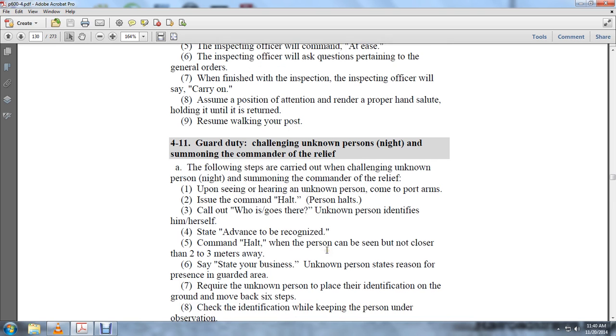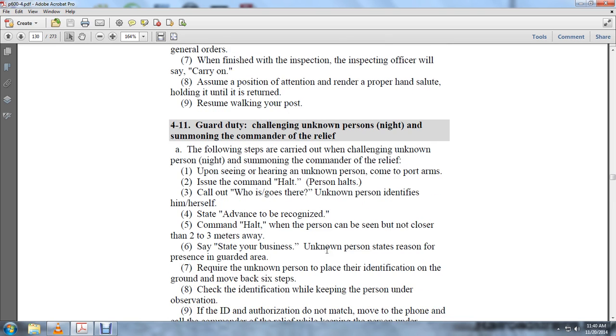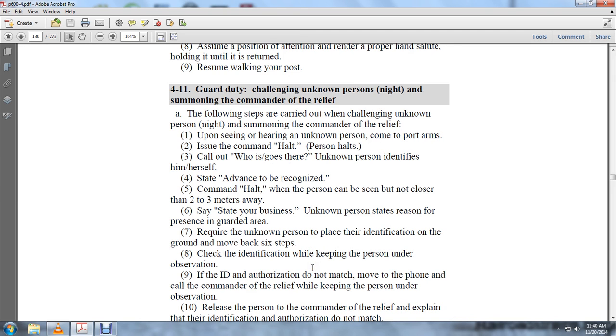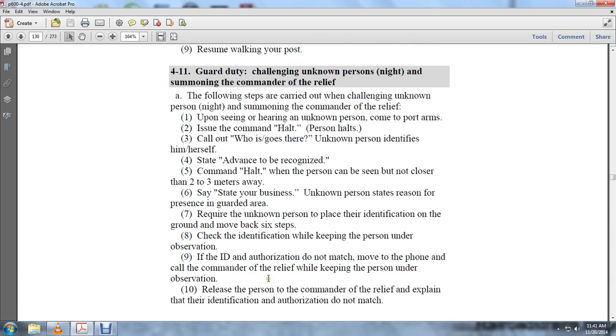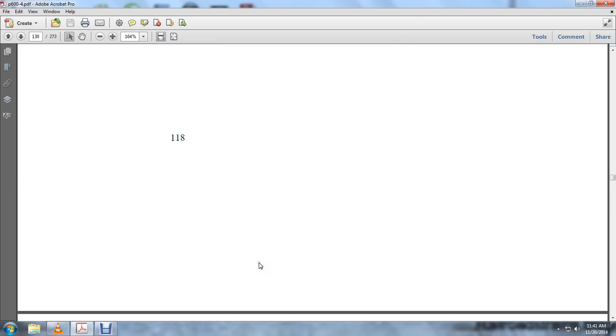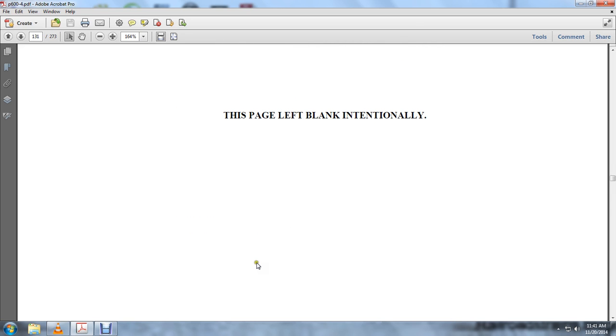Require the unknown person to place their identification on the ground and move six steps back. Check the identification while keeping the person under observation. If the ID and authorization do not match, call the commander of the relief while keeping the person under observation. Release the person to the commander of the relief, with an explanation that the identification and authorization do not match. And that is chapter 4.